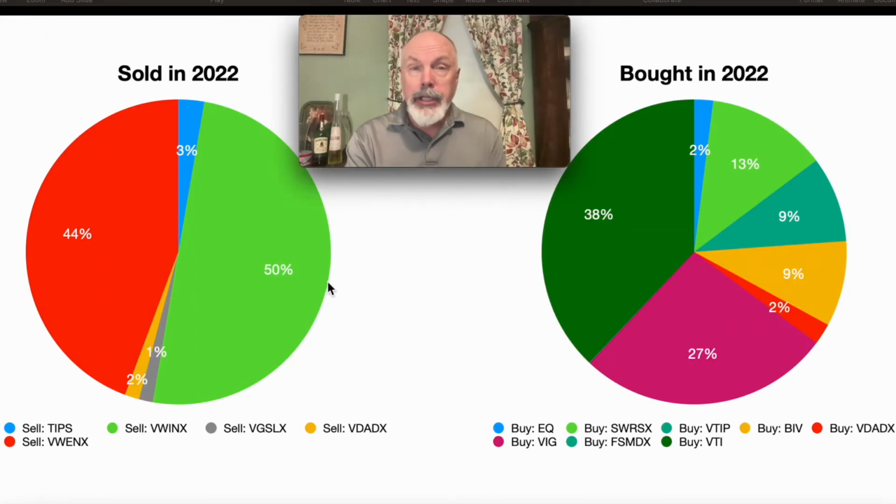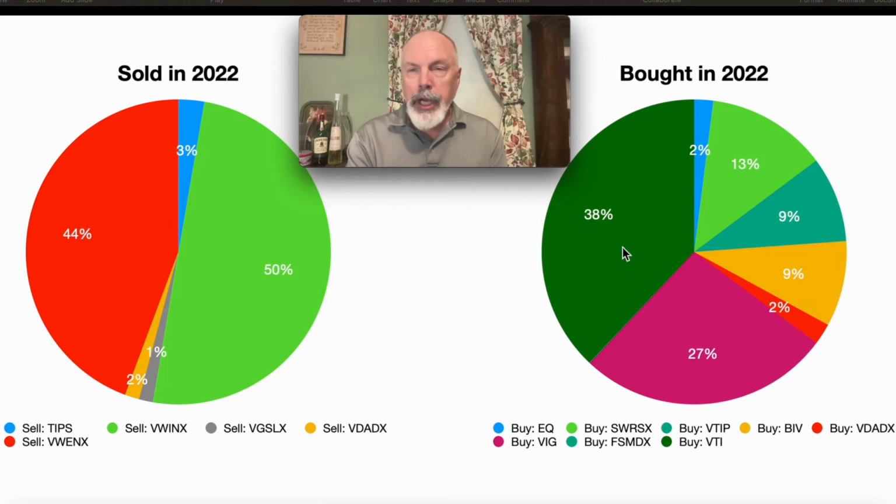So as you can see in these two pie charts, the decision to sell Wellesley Income and Wellington made up 95% of what I've sold in 2022. You can see here is the Wellesley Income and here is the Wellington. And between the two of them, they make close to 95% of what I've sold.